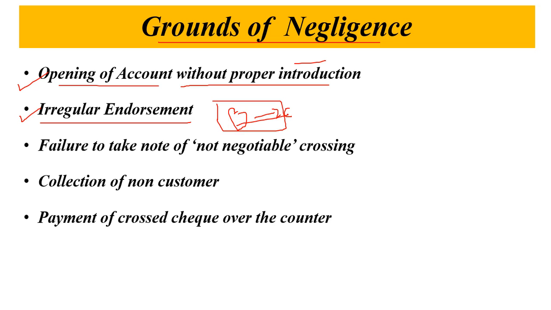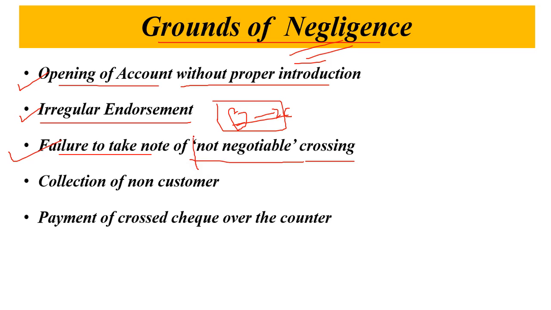You are endorsing the check to the third person. And when the banker accepts the check and does not see the signature behind properly, whether the signature is matching or not, whether the signature is signed properly in the specific place, and if the banker does not check, that means the banker is doing negligence. Next is failure to take note of not negotiable crossing.